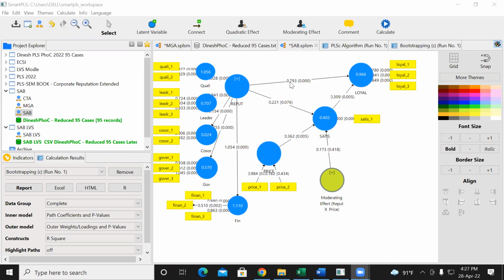Now, if we assume this one is very close to 0 and the p-value is a very big value above 0.05, that means this is not significant. That means the direct path is insignificant. That means there is no direct identification link between reputation and loyalty, but still the indirect paths are significant. We call that a perfect mediation. When you have all these three paths significant, direct and indirect, we call this a partial mediation.